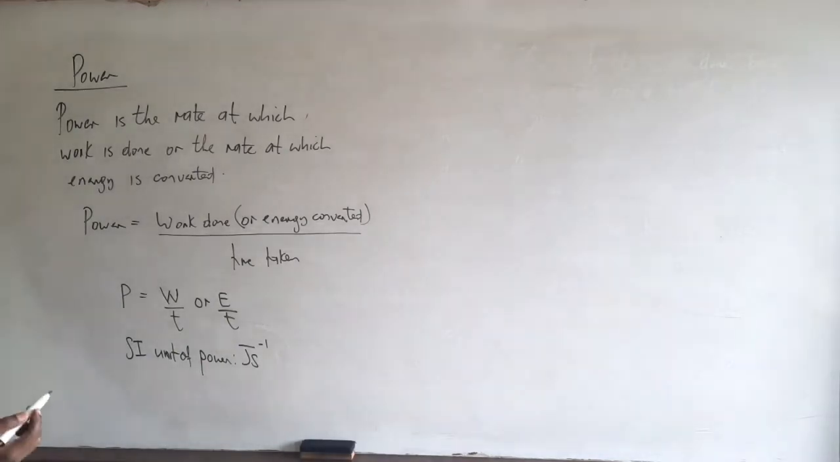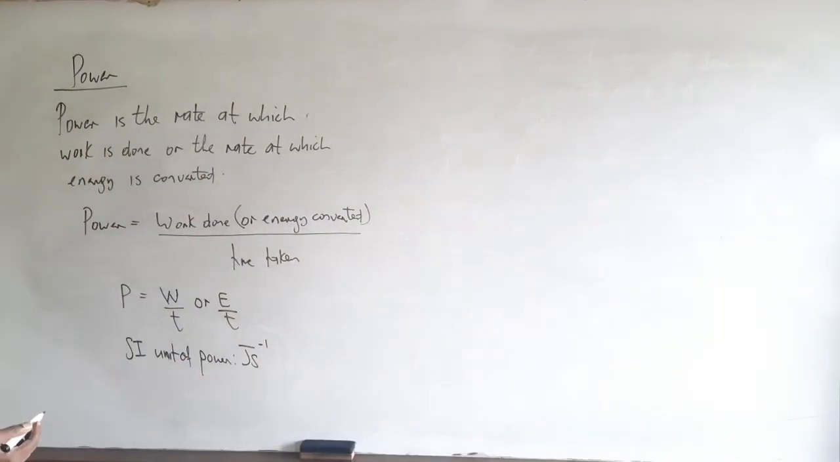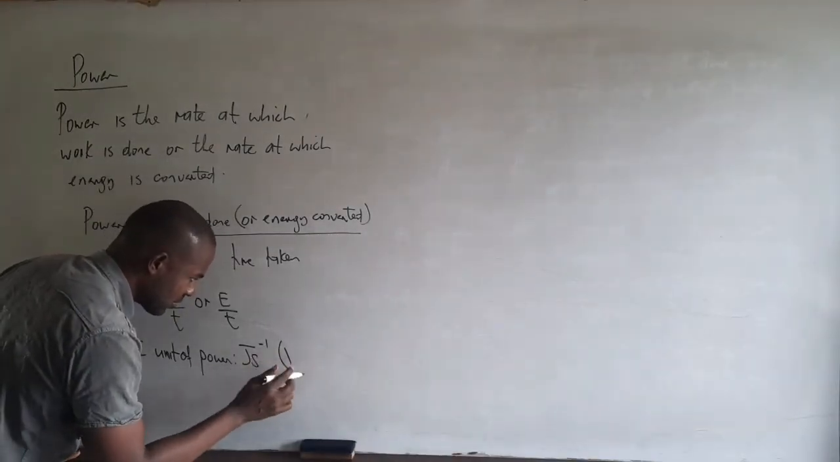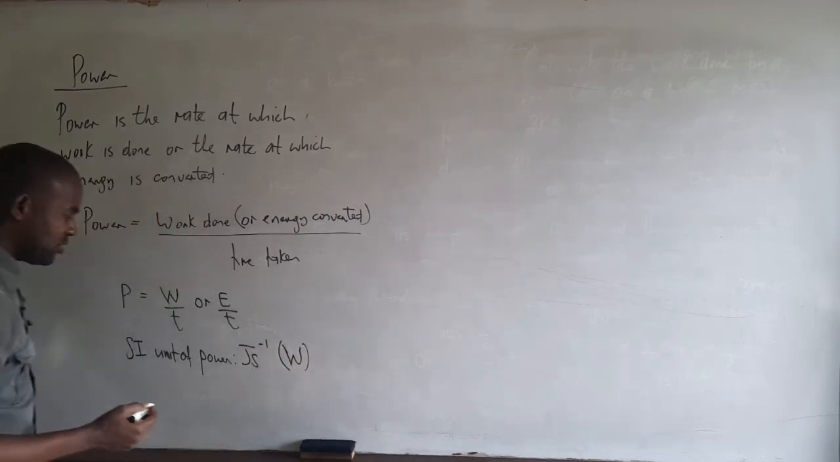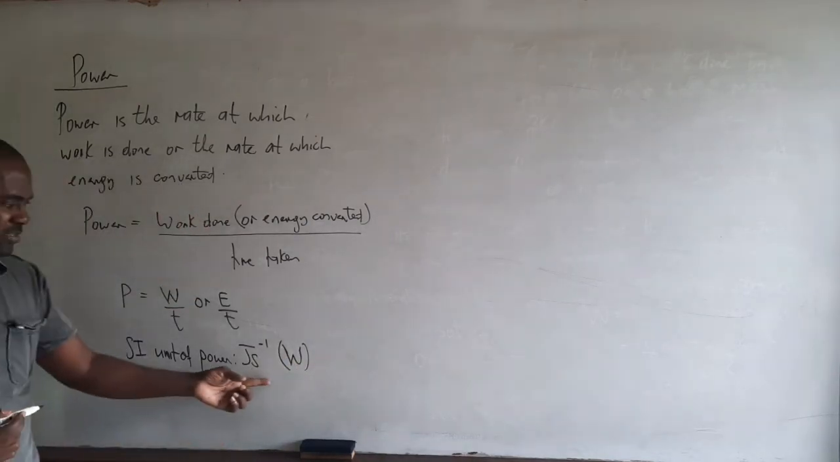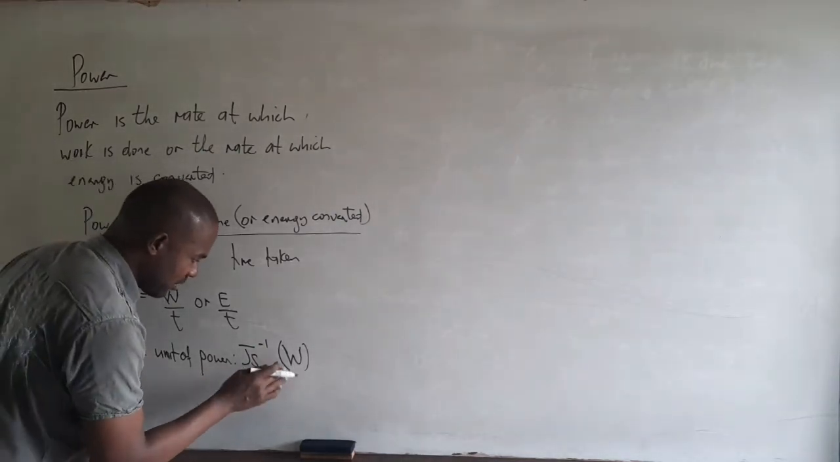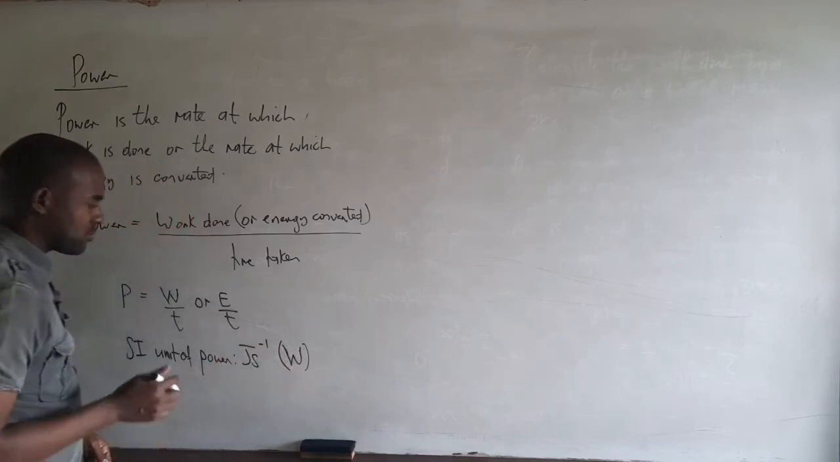Now the joule per second is one of those units which have a special name, and the joule per second is the same as the watt. So the symbol for watt is also a W, right? So the SI unit of power is a joule per second, which of course is equivalent to the watt. So the joule per second is equivalent to the watt, right?